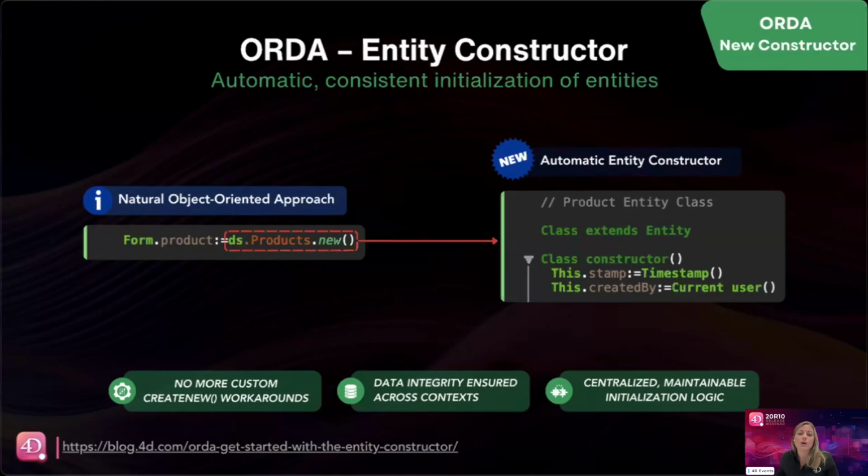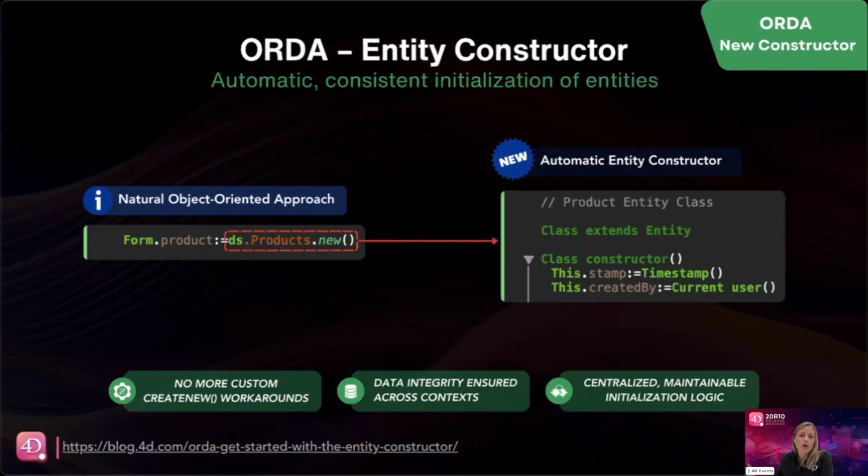This constructor runs automatically whenever a new entity is created. So whether it's a timestamp or the current users or default values, it all happens behind the scenes. Just call ds.products.new and you're done. No more custom create new or other function workarounds. The logic lives in one place and runs automatically.